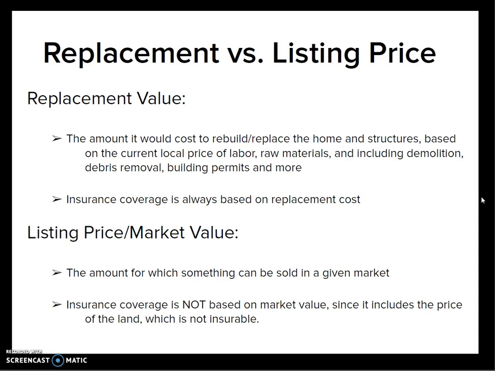So listing price and market value. The amount for which something can be sold in a given market is going to be your listing price. Insurance coverage is not based on market value since it includes the price of the land, which is not insurable.